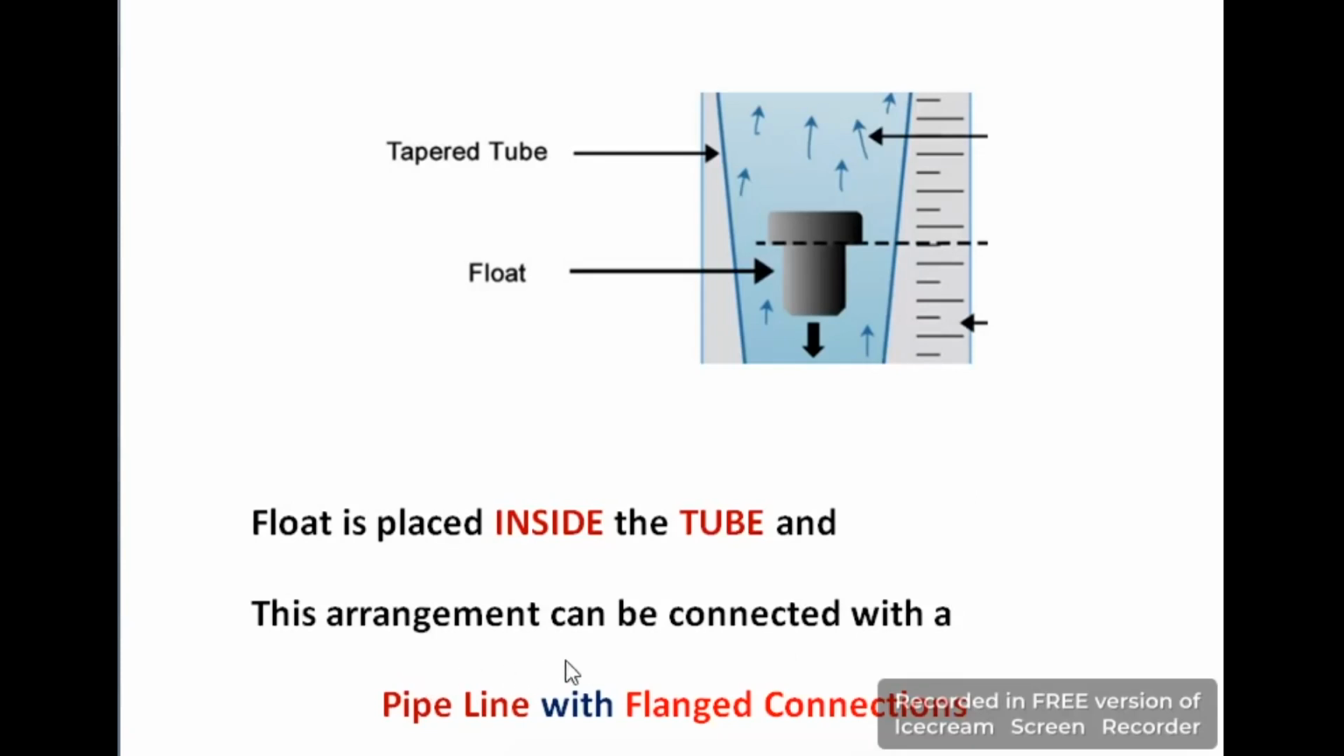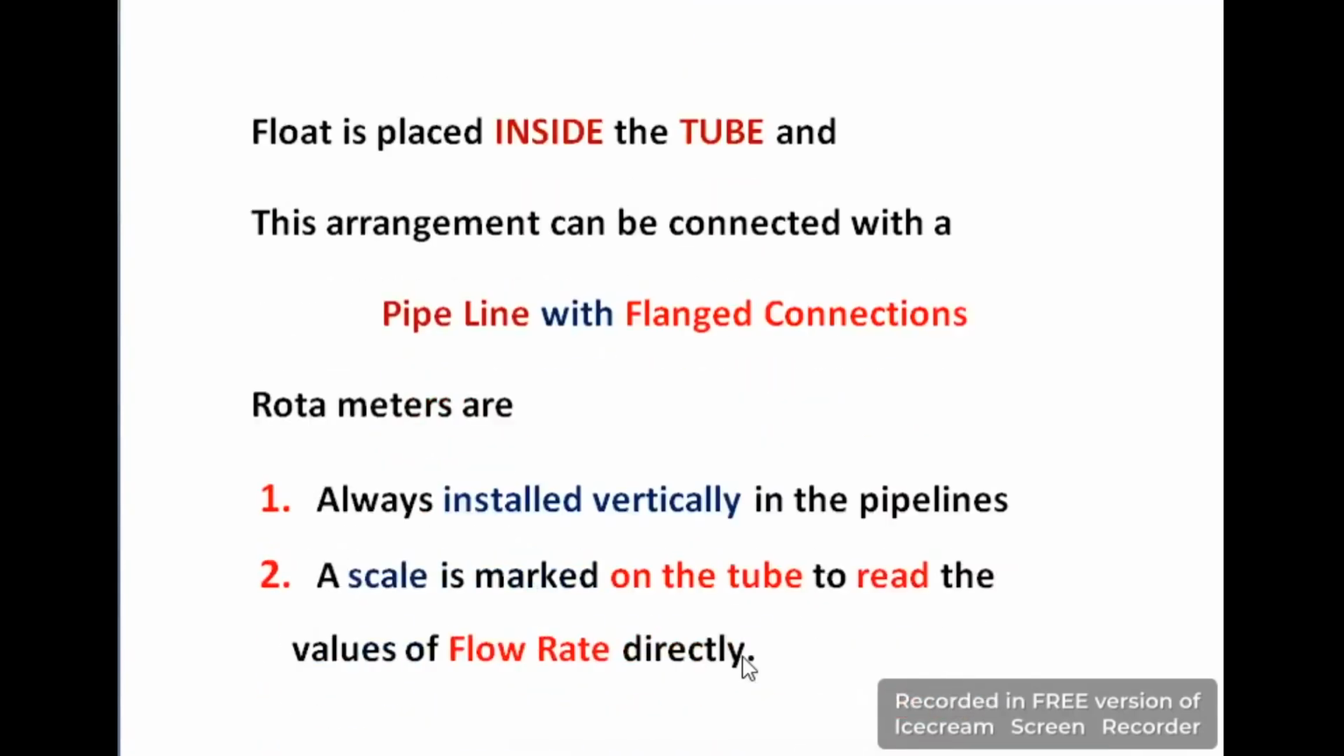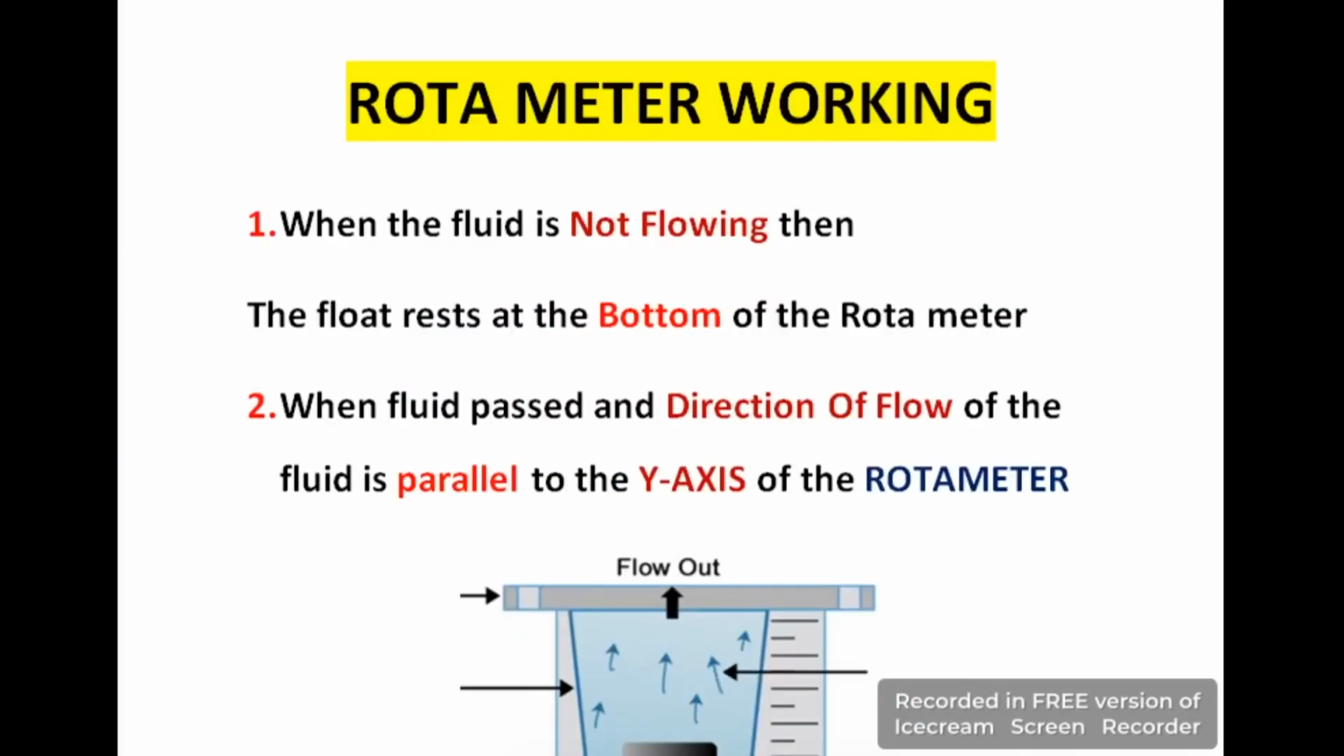So this arrangement can be connected with a pipeline with the help of flanged connections. A rotameter is always installed vertically and a scale is provided on the tube to read the values of flow rate. Working principle of rotameter.